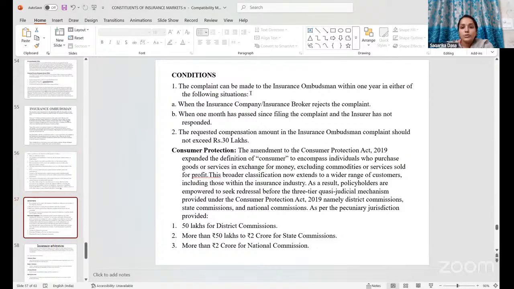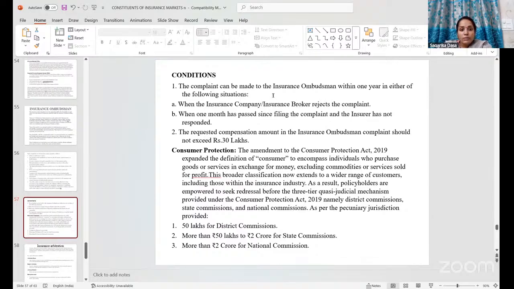Now, when it comes to the insurance ombudsman, there are a few conditions. The complaint can be made to the insurance ombudsman within 1 year in either of the following situations. First, within 1 year, the complaint must be raised with the insurance ombudsman when an insurance company or insurance broker rejects the complaint. If the insurance company or broker rejects the complaint, then they can reach out to the insurance ombudsman within the 1 year period.